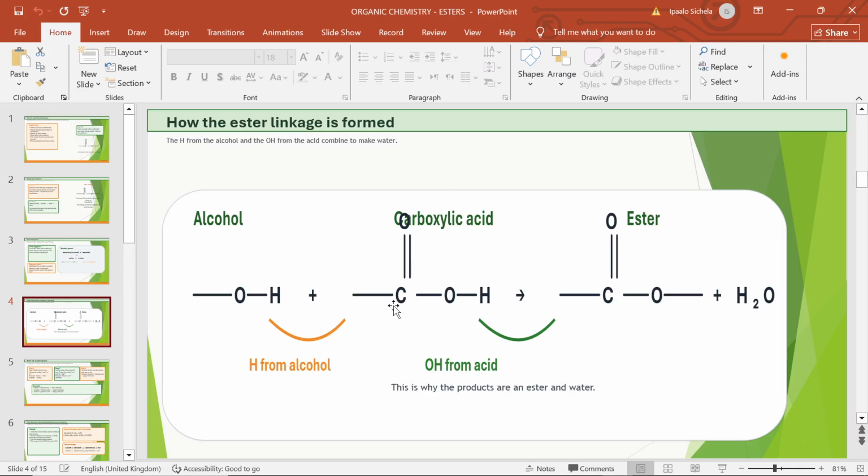I said for the ester linkage to be formed, the alcohol will donate hydrogen, while the carboxylic acid will donate OH, and the hydrogen will react with the OH, which is the hydroxide, to form water. And then whatever remains is the ester linkage: the CO from the carboxylic acid plus the oxygen from the alcohol will give you the ester linkage. So that's how the ester linkage is formed.